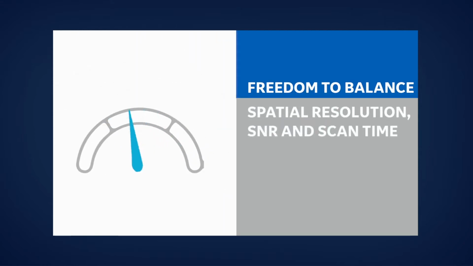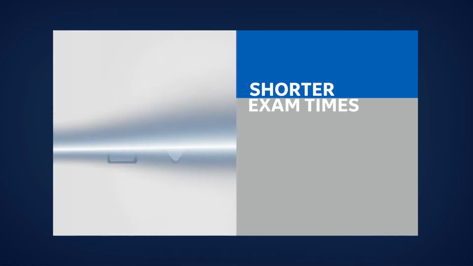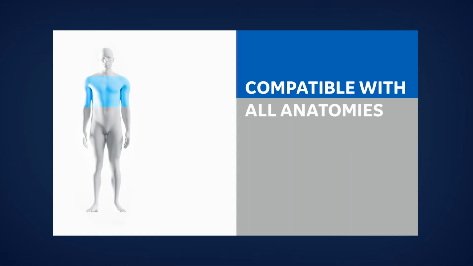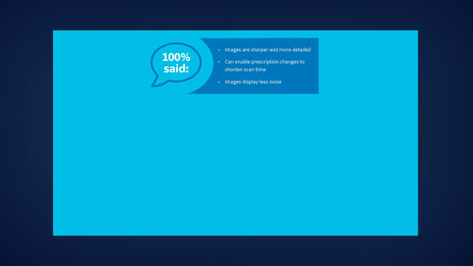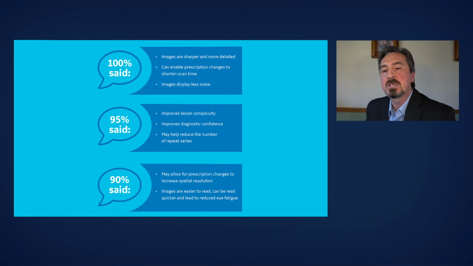AIR Recon DL provides freedom to balance spatial resolution, SNR, and scan time. This leads to shorter exam times, images that are easier and faster to read, a tool that's compatible across all anatomies, tolerance of variations, and images that appear directly at the MR console. Early adopter feedback has been overwhelmingly positive for this new technology. Feedback from 21 radiologists from 10 centers across 6 countries has observed that images are sharper and more detailed, have improved lesion conspicuity, are easier to read and lead to reduced eye fatigue, and may lead to greater consistency.